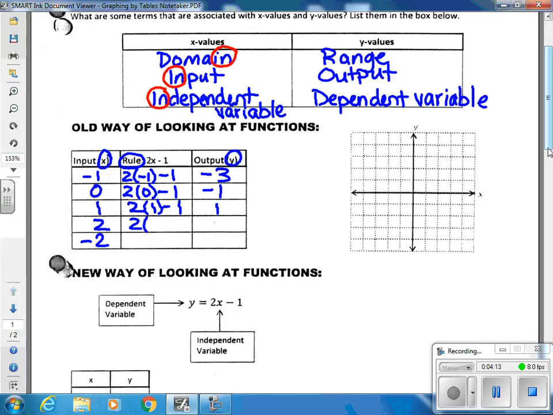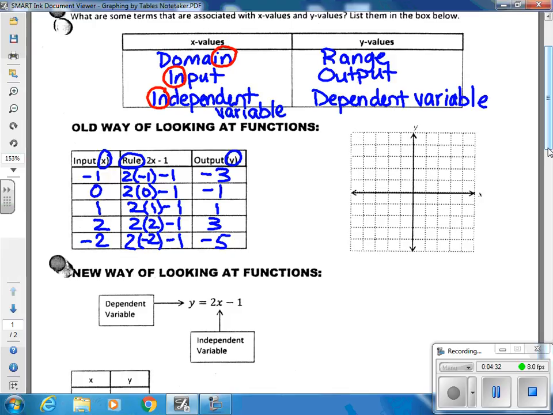Stick the 2 in. 2 times 2 minus 1. 2 times 2 is 4. 4 minus 1 is going to give you a +3. And then stick in the -2. 2 times -2 is -4. -4 minus 1 more is -5. All right, so you'll notice that you have created and filled in this entire table.